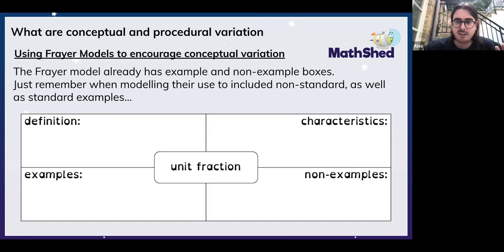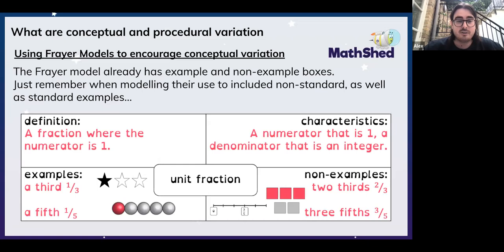So here we've got examples and non-examples already built into the Frayer model. For this, we've got unit fractions, and we've got the definition, a fraction where the numerator is 1, examples, so we've got a third and a fifth. We could have more. We have them in their fraction form, in the written form, and in a concrete or pictorial way with the beads and the stars. And then we also have the non-examples of 3/5 and 2/3, again presented in various forms.